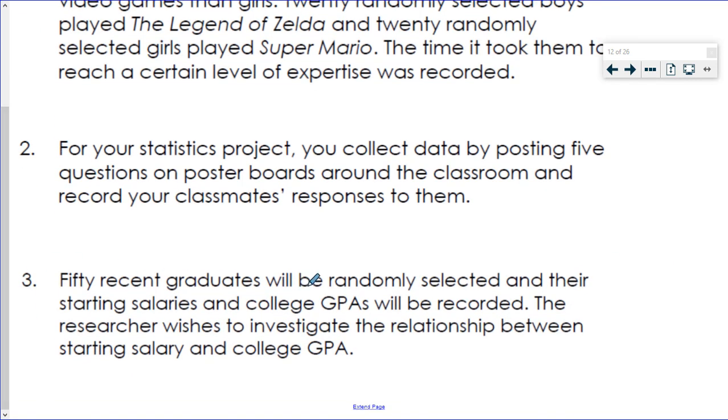50 recent graduates will be randomly selected, and their starting salaries and college GPAs will be recorded. The researcher wishes to investigate the relationship between starting salary and college GPA. Again, is this a sample survey, an observational study, or an experiment? Okay. And is there any problems with collecting the data this way?